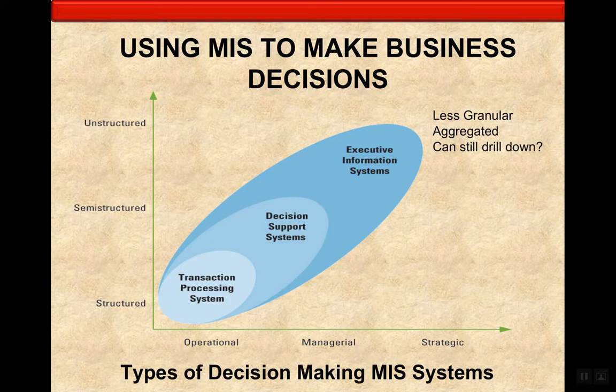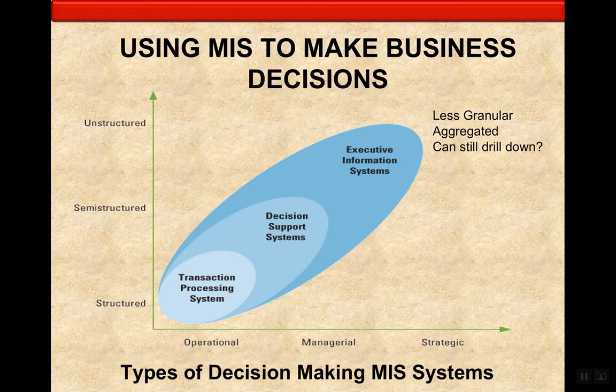So what are the things we see? Tying back into this again, we look at our operational through managerial through strategic levels. There are different types of systems associated with this. There are different styles of computing, different types of computer applications that are associated with this.